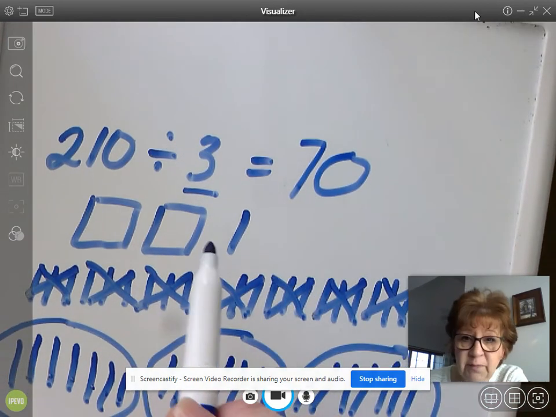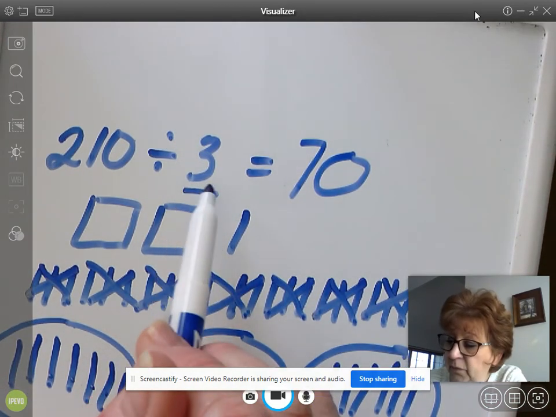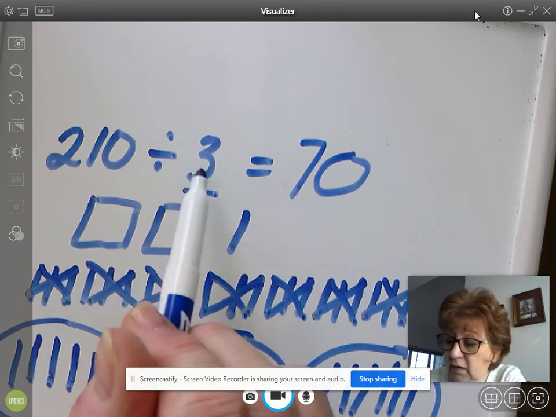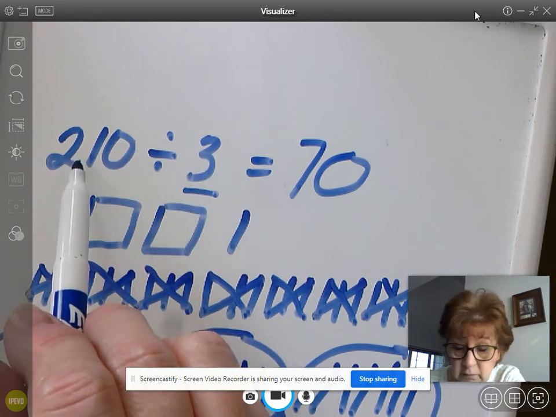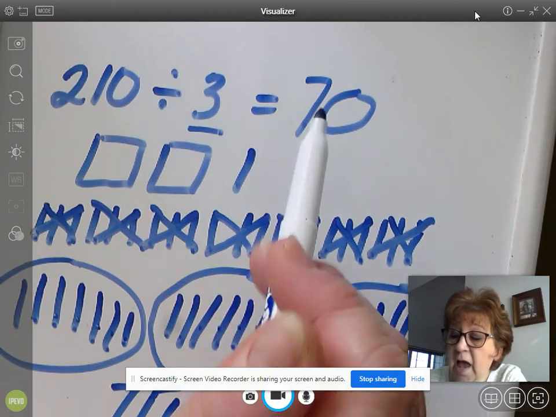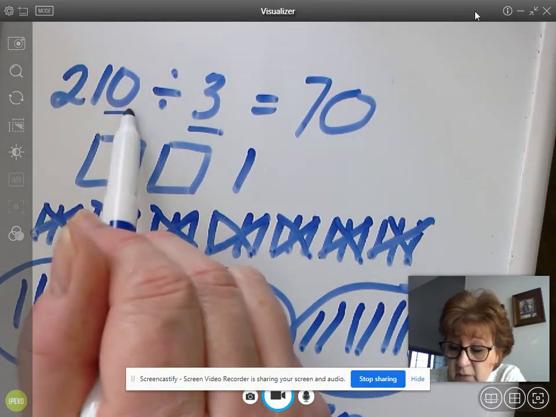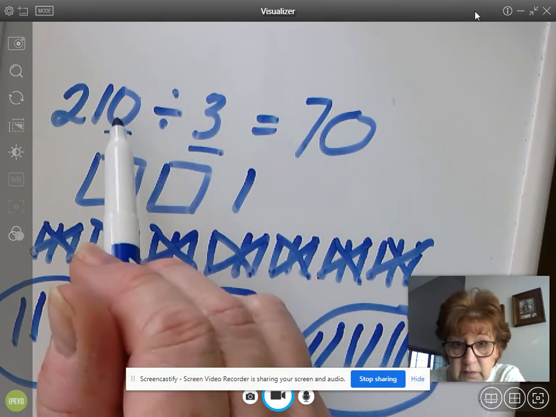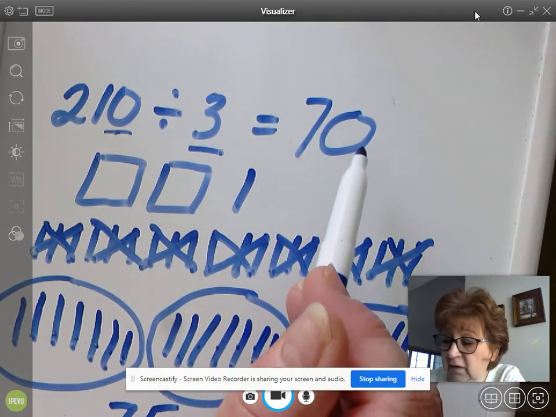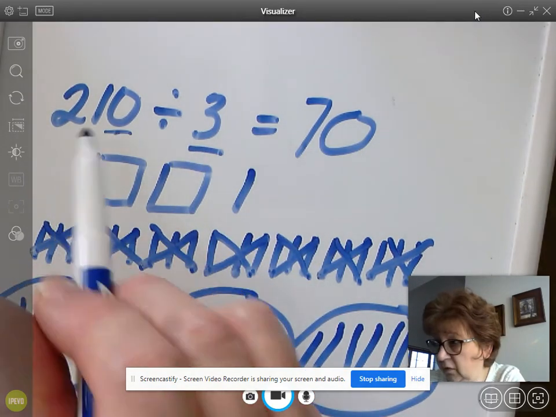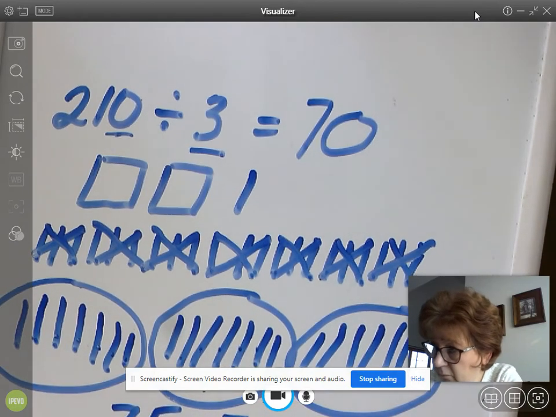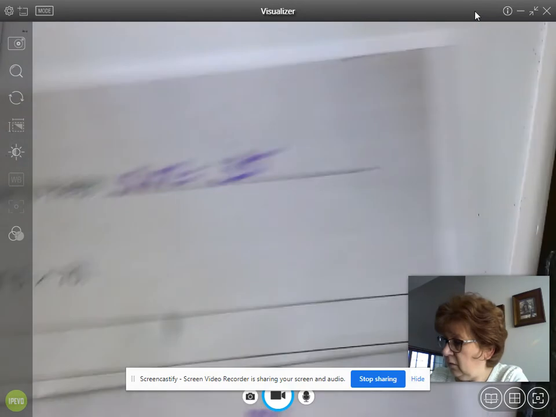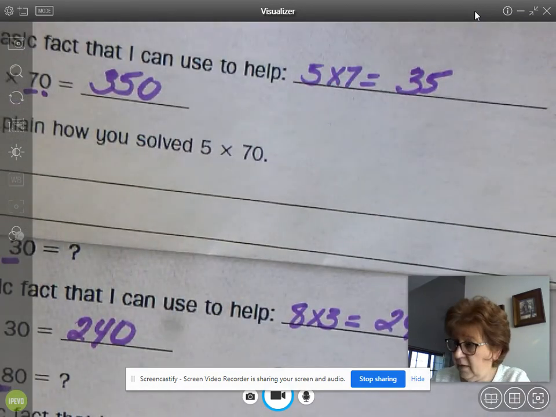So again, going back to that basic fact, I could say what times 3 is going to equal 21. Okay. And then I would need to multiply that by 10 to get my 210. So 7 times 3 is 21. So 70 times 3 is going to be 210. So let's go back to this other page here and do the ones that we had there.